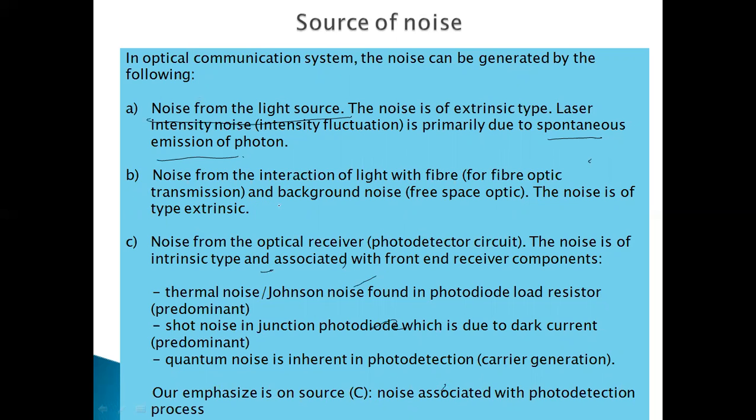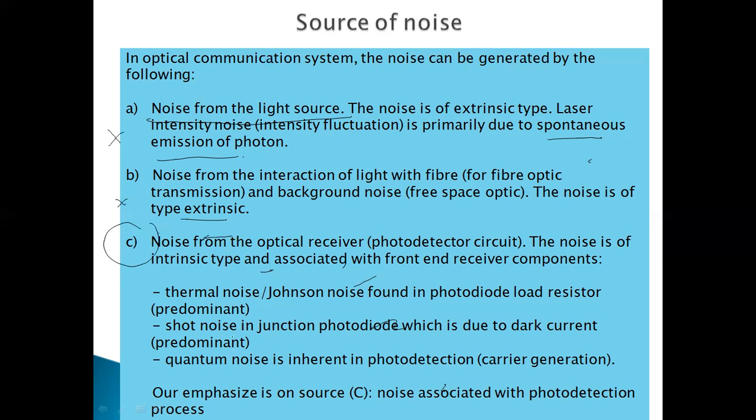B is the noise from the light interaction with a fiber, which is also an extrinsic type of noise. The third type, C, is the noise from the optical receiver. Our concern is on part C. We are not going to cover A and B because we have done those previously, on the light source and the fiber itself, so it is not in our scope of defining the noise for these two cases. Our interest is only on part C, the noise due to the optical receivers or the photodetector circuit.